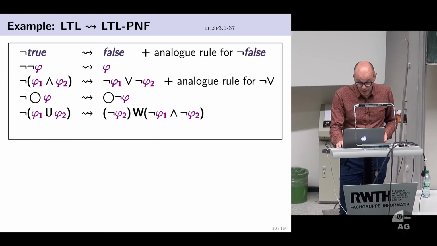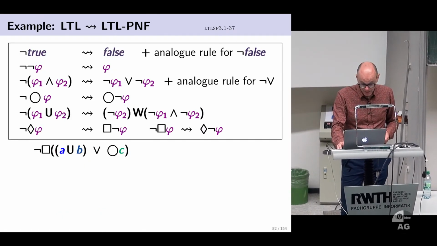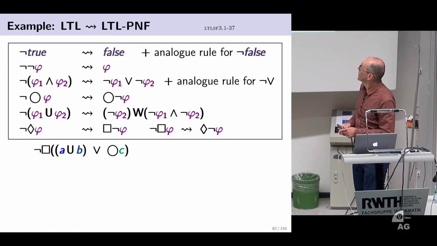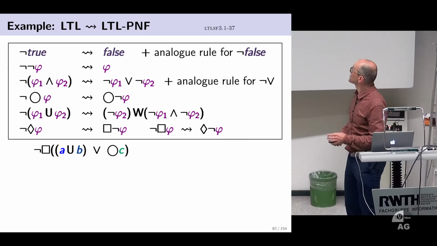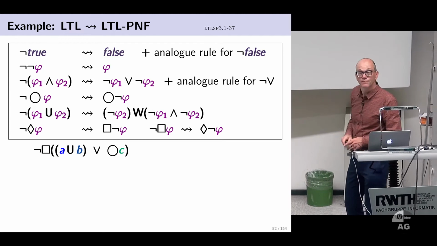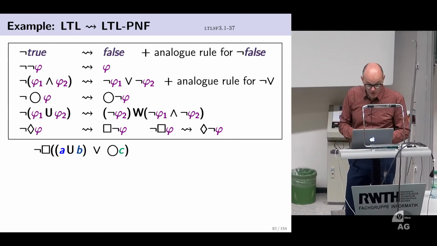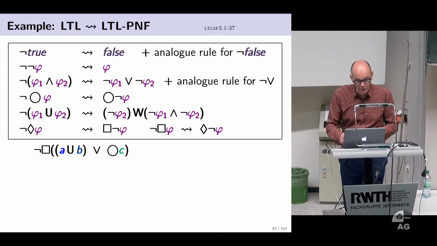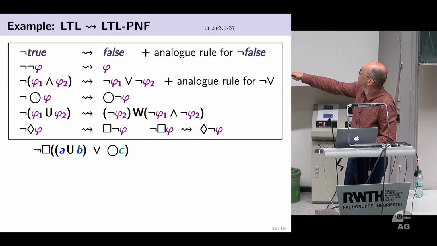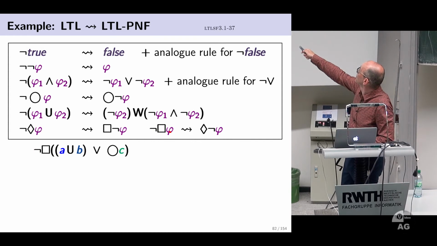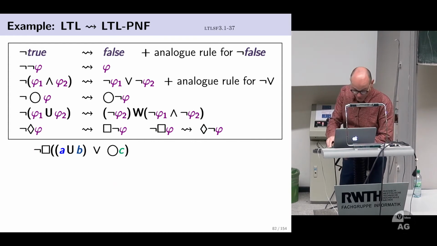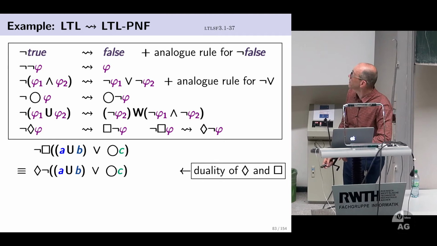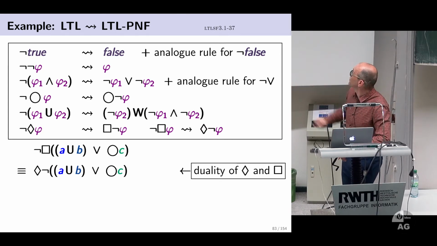Good, so let's look at an example. Suppose that we have this formula, don't try to interpret this, just a negated formula. We don't allow negated formulas, so you have to push the negation inside. The first thing we do is get rid of the outermost negation. How do we get rid of this? By means of this rule. We push this inside by having this eventually. So that's what we do here. So this negation now becomes at this position.